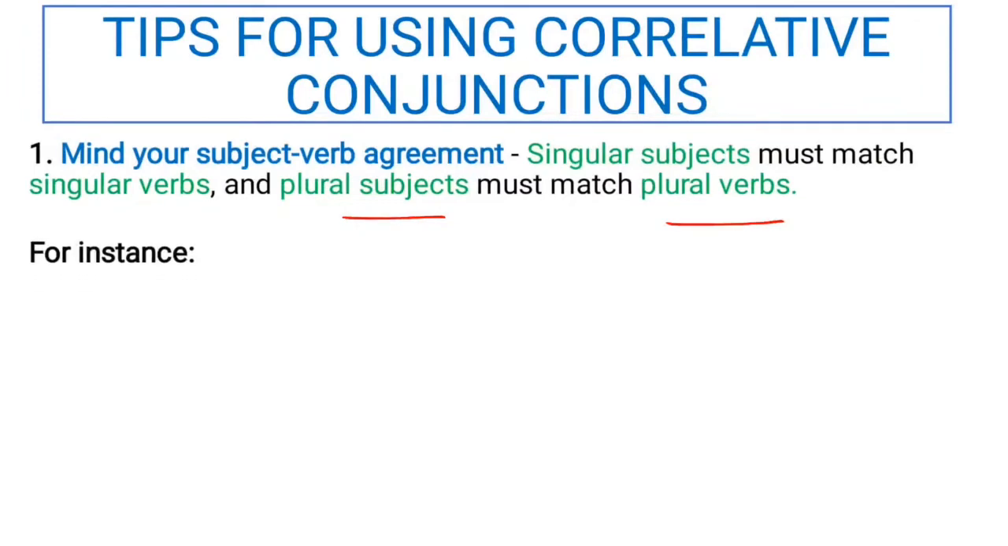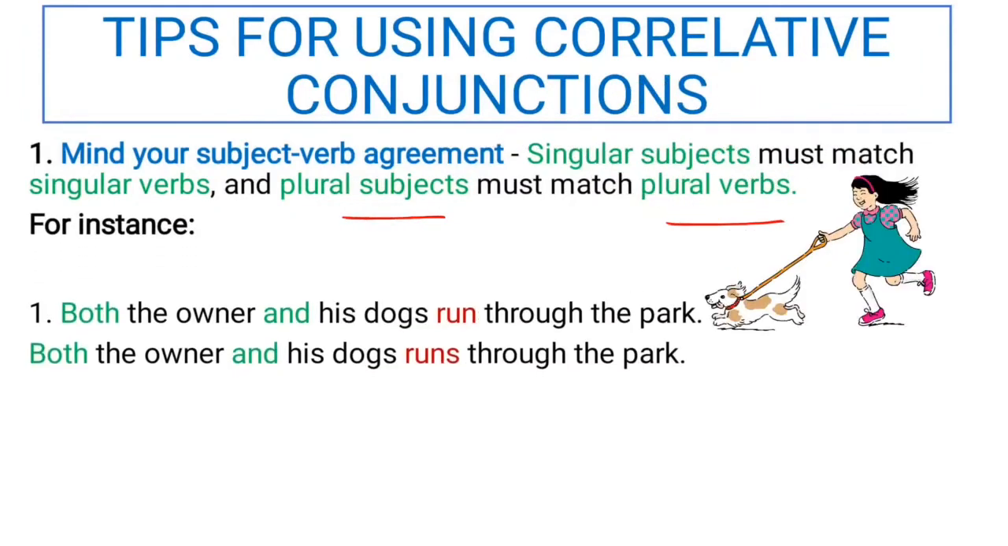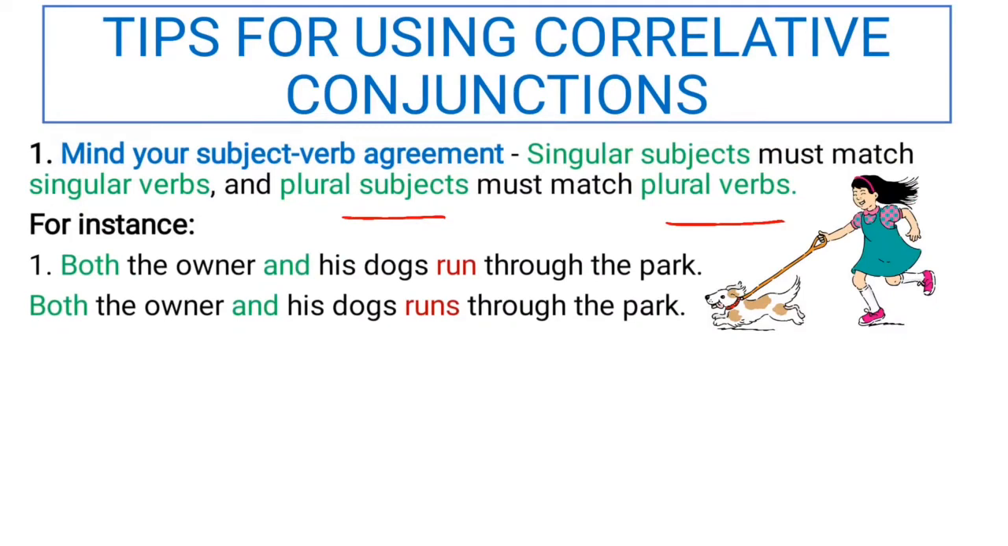For example, you would say, both the owner and his dogs run through the park, instead of saying both the owner and his dogs runs through the park. Because here we have two subjects, the owner and his dogs, and the closest subject is plural, dogs, and that is why we will pick plural verb in our sentence. Hence, this sentence is correct and this sentence is wrong.